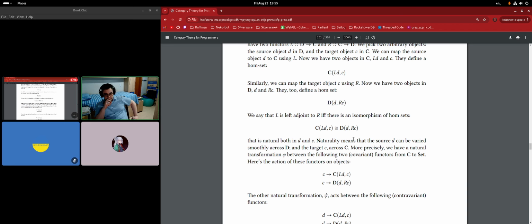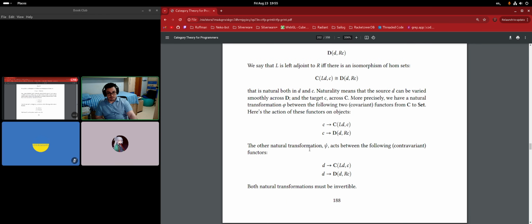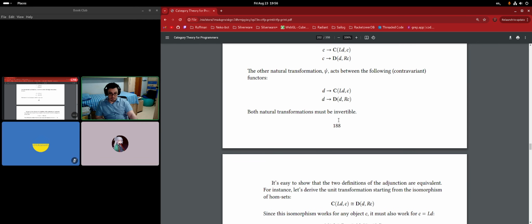I see. More precisely, we have a natural transformation phi between the following two covariant functors from C to Set. Here's the action of these functors on objects. So this is a natural transformation because this is going from the category C to a home set. The other natural transformation psi acts between the following contravariant functors, which is the other way around, right? So it's from D to this thing and from D to this thing. And they must be invertible as well.